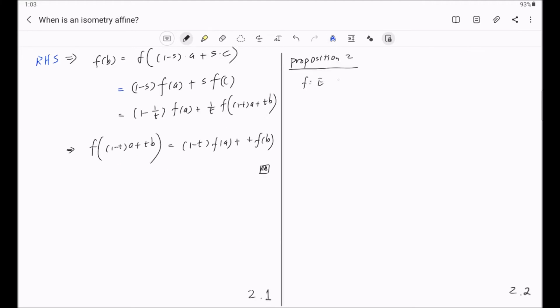F from E to F is affine if and only if T from E to F defined by T of x equal to f of x minus f of 0 is linear.